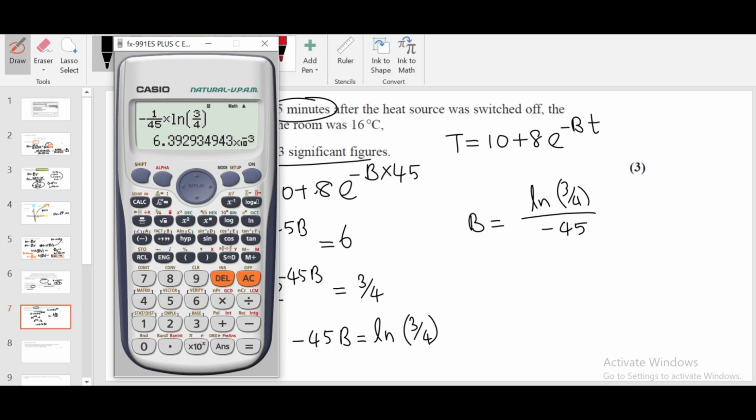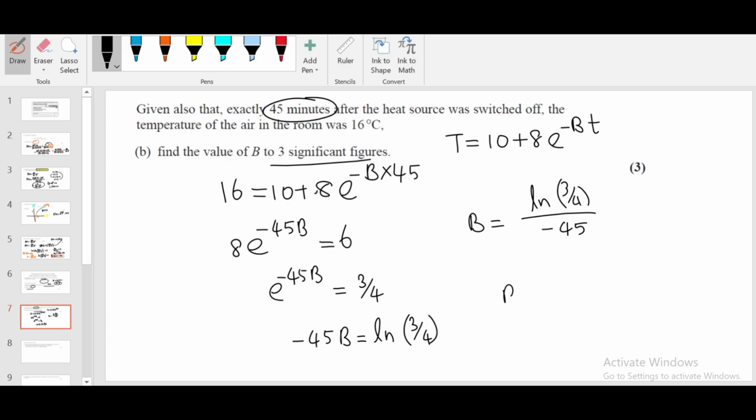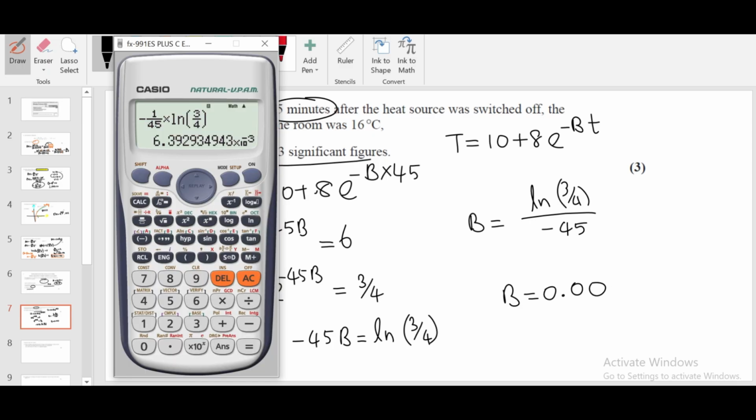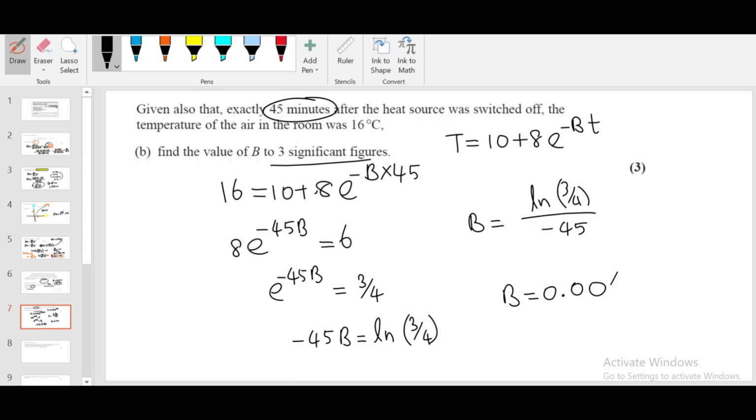So the answer is 10 power minus 3. So you need to have a decimal point and 2 0s. So it's basically B is equal to 0.00, they want three significant figures, 639. That's the answer. So 3 mark question.